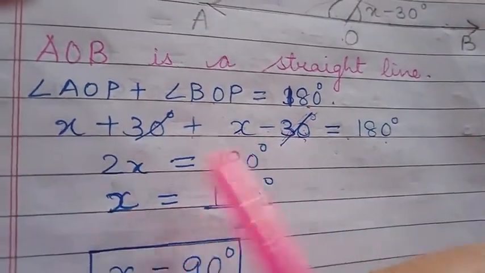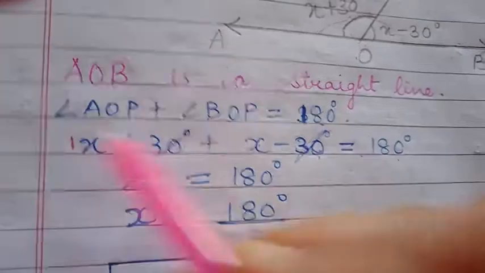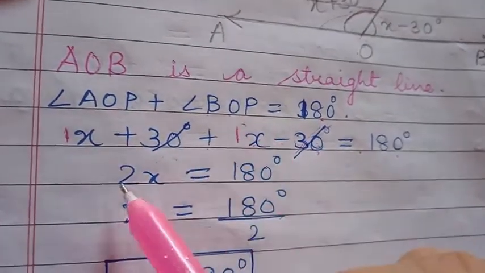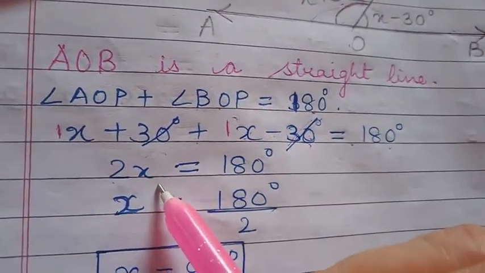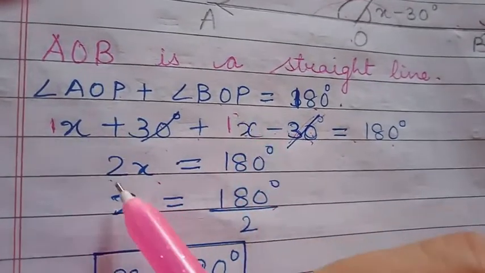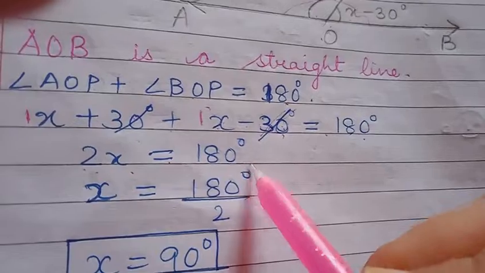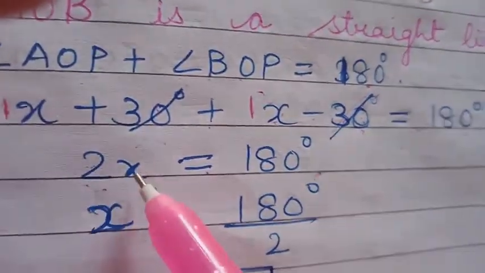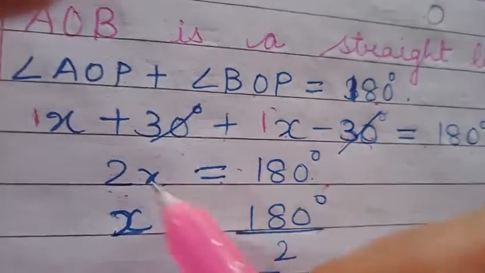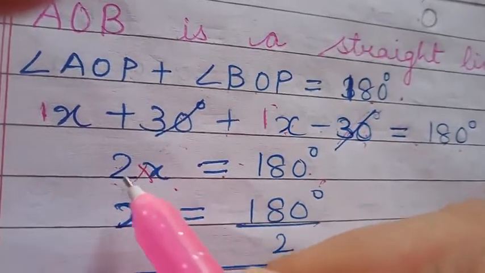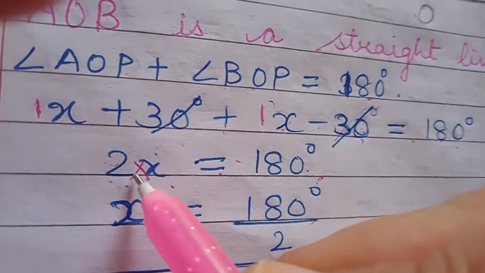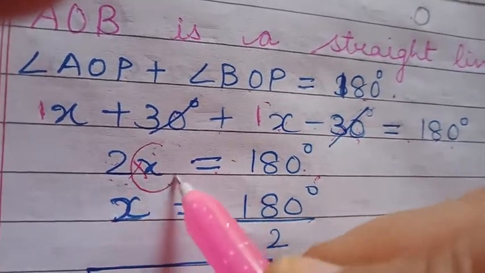So x plus x is 2x. Here is 1, here is 1, so 1 plus 1 is 2 and x as it is. So x plus x is 2x, which is equal to 180 degrees. Now here 2x is equal to 180 degrees. 2x means 2 multiplied by x, but we have to find the value of x alone.